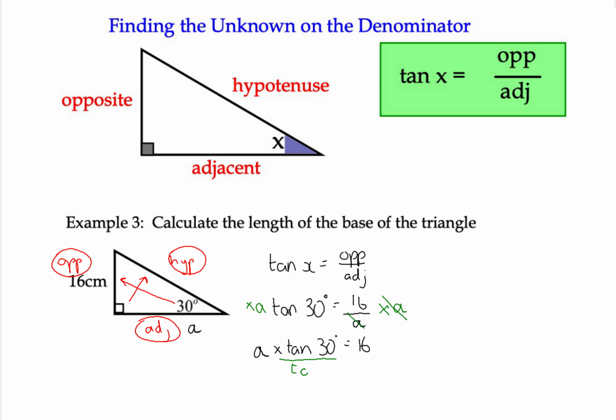So we've got an extra step of working when the letter is on the bottom. We're going to divide both sides by the tan of 30 degrees. And the purpose of that is then they cancel out, and I'm going to be left with A on the left hand side, which is great. And on the right hand side I've got 16 divided by tan of 30 degrees.